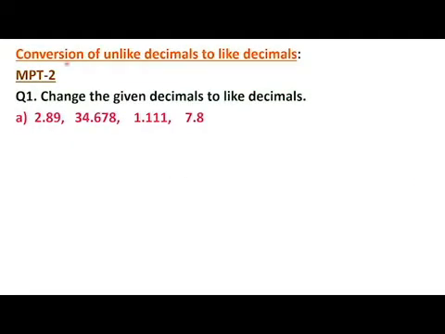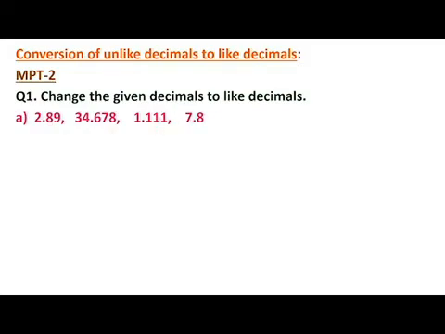Next is conversion of unlike decimals to like decimals. Now, how can we convert unlike decimals into like decimals? First of all, let us see this with the example of My Practice Time 2, question number 1. Change the given decimals to like decimals. You can see here the first question: 2.89, 34.678, 1.111, and 7.8. After the decimal we have different numbers of decimal places, so these all are unlike decimals.